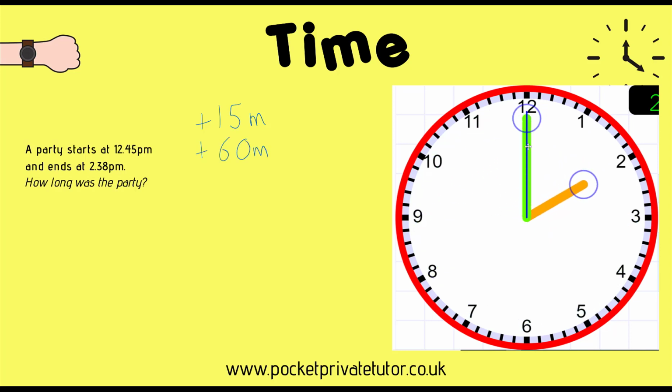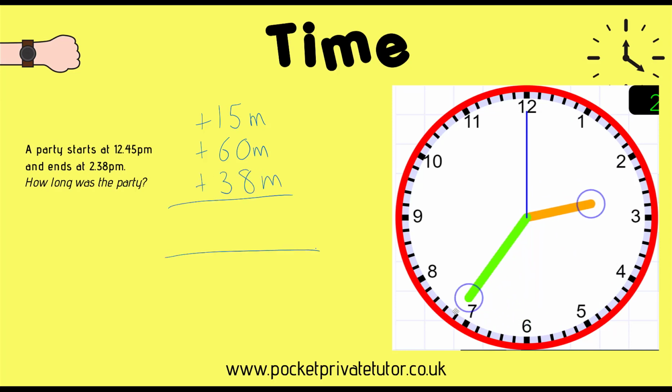Now from 2 o'clock, I need to get all the way around to 2:38. So 38 minutes past 2 means I'm going to be adding 38 minutes. So using my clock, I've managed to look at breaking down the full time into nice little chunks. And now that I've written down all the chunks of time, I can add up my times.